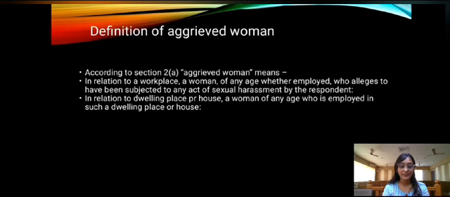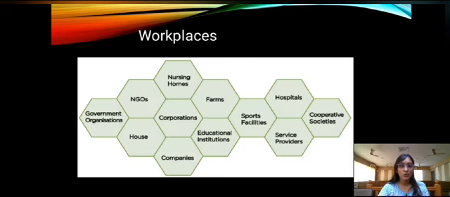After that, the definition of aggrieved woman. According to Section 2A of the POSH Act, an aggrieved woman means a woman of any age, whether employed or not, who alleges to have been subjected to any act of sexual harassment by the respondent. In relation to a dwelling place or house, it means a woman of any age who is employed in such a dwelling place or house. Workplaces include government organizations, NGOs, nursing homes, farms, hospitals, corporations, societies, educational institutions, service providers and many more.